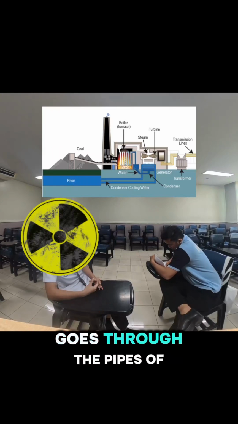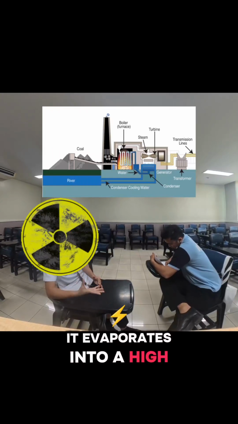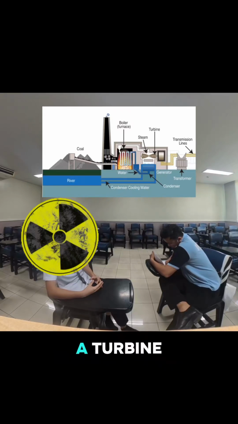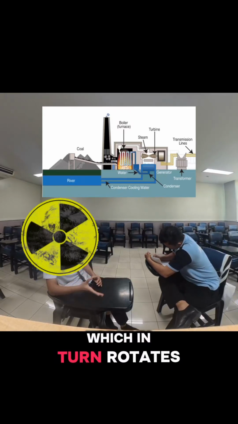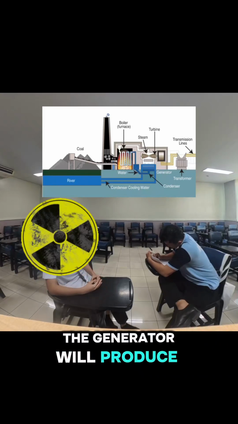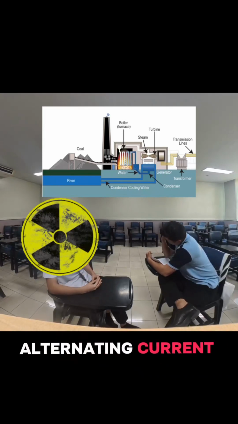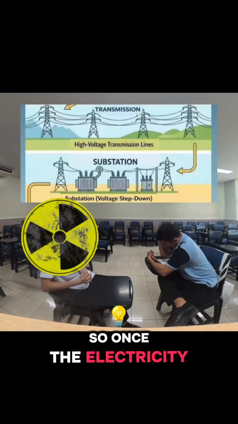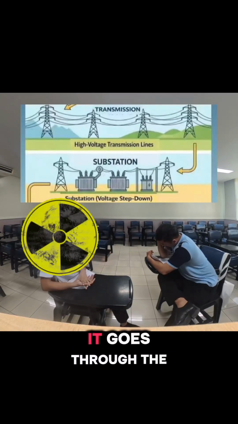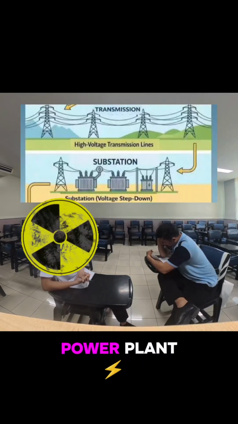When water goes through the pipes of the boiler, it evaporates into high-pressure steam, which is enough to turn a turbine, which in turn rotates a generator. The generator then produces alternating current electricity. Once the electricity is generated, it goes through the step-up transformer at the power plant.